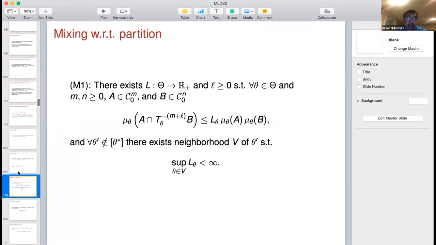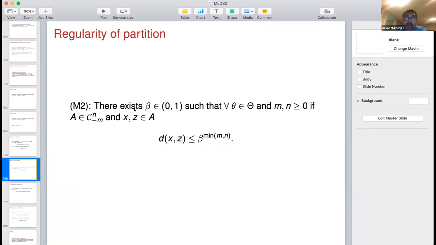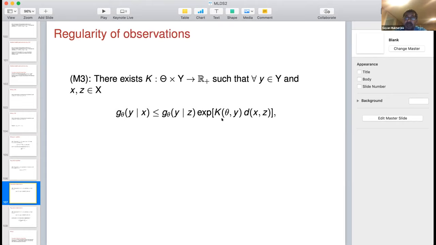There's also some regularity of partitions, so this is this distance, beta, min, m, and n. Basically they're saying that there's some m and n that are big enough, that if I go far enough out, then I have this regularity of the partitions. And then this is just saying my observations are regular, that my observation process is not exploding. That's all this is saying.